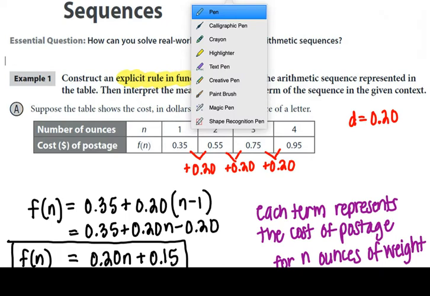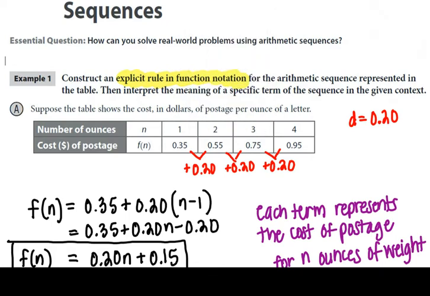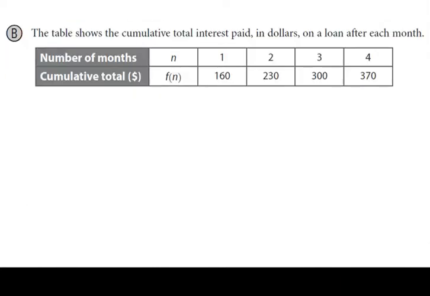And this is very interesting here. Let's go to a highlighter so that you can see. Each term represents the cost of postage. And the cost of postage depends on the number of ounces. And this is why we have a function. We have one quantity dependent upon another.